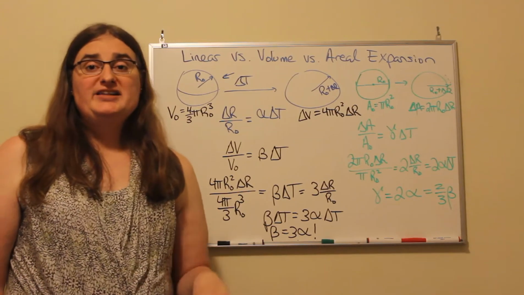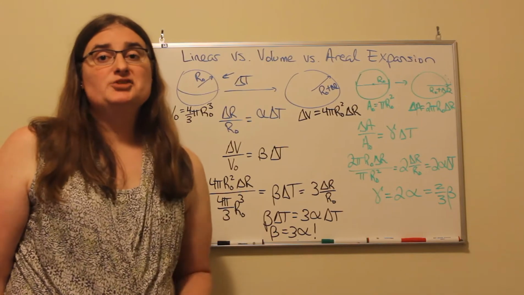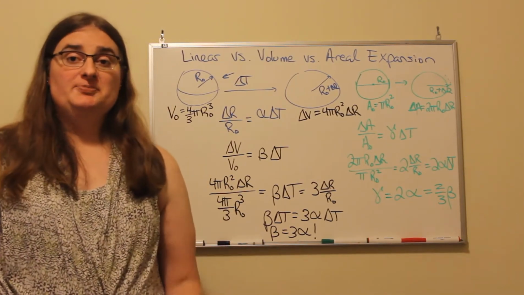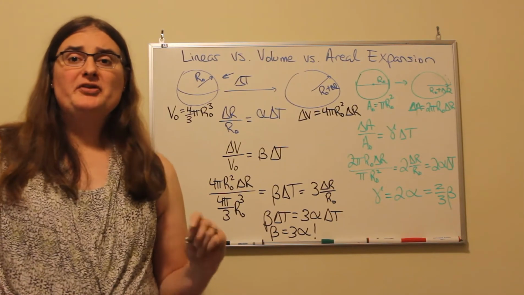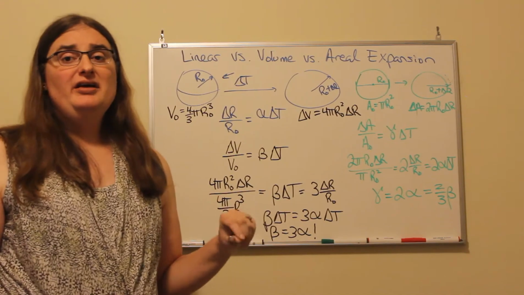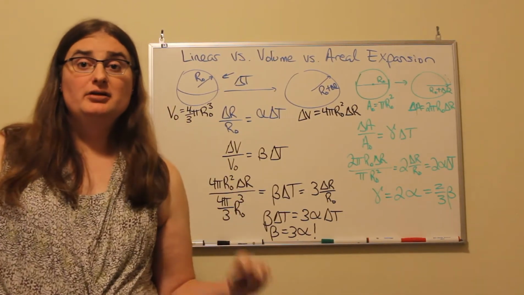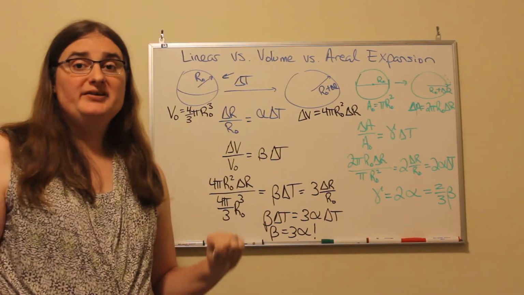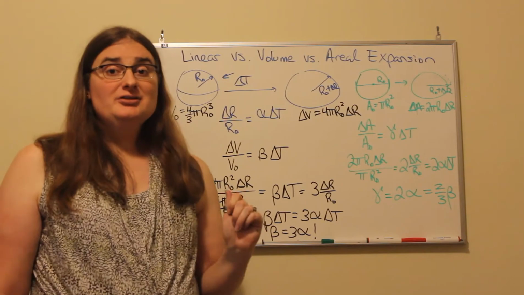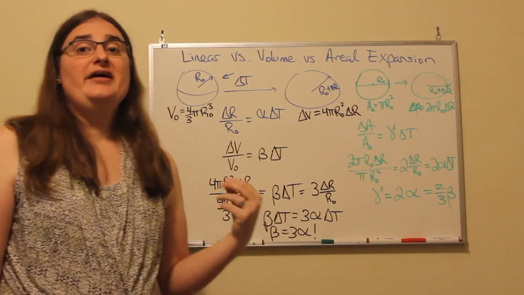Hi, I want to take a look at the link between the coefficients of linear thermal expansion, volume thermal expansion, and areal thermal expansion. A lot of people think that if you have a linear expansion, then you end up cubing or squaring the coefficient in order to figure out what happens with volume or area expansion. However, it turns out you're not squaring, you're multiplying. And here's how that works.